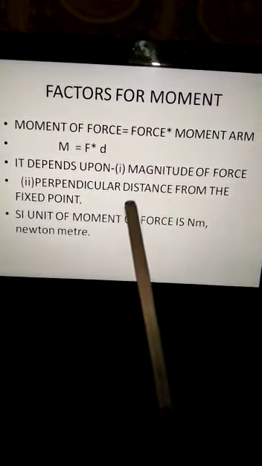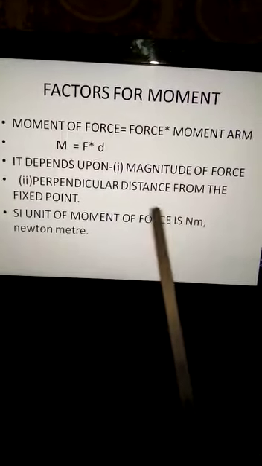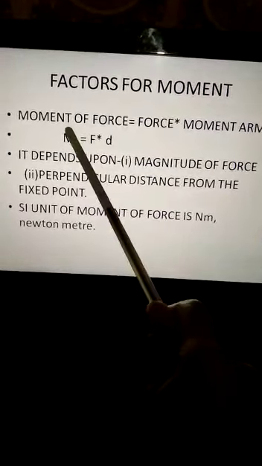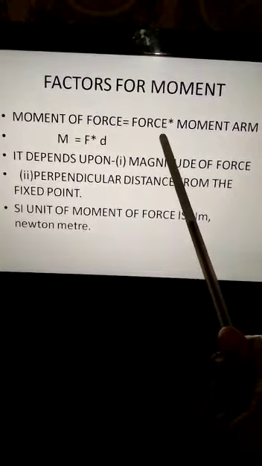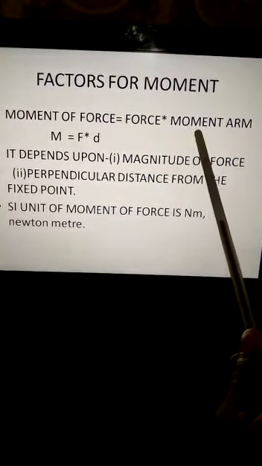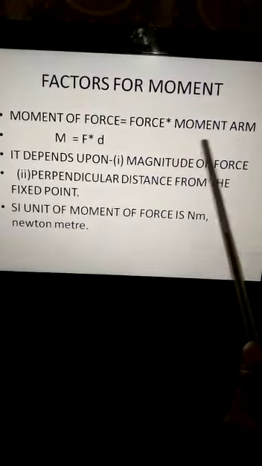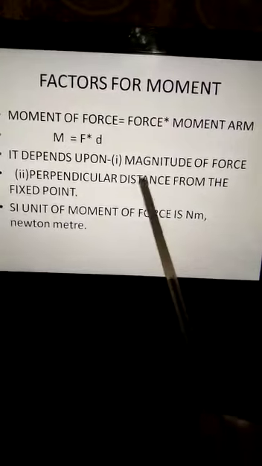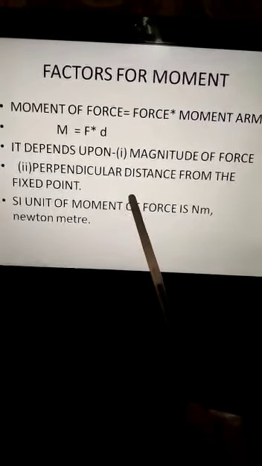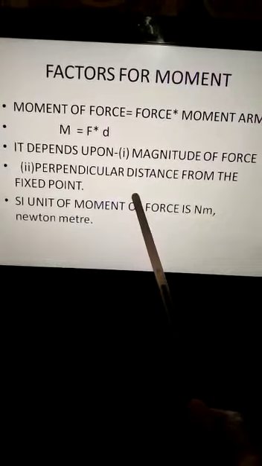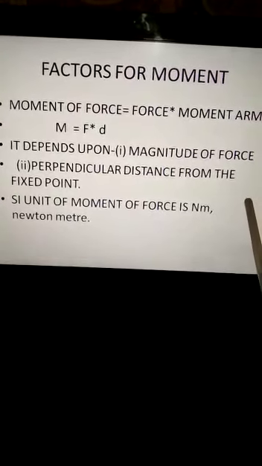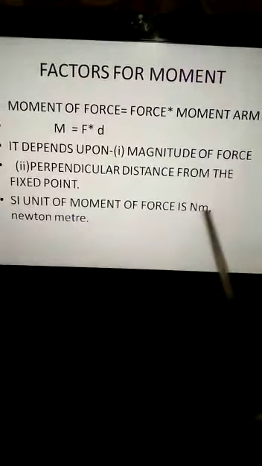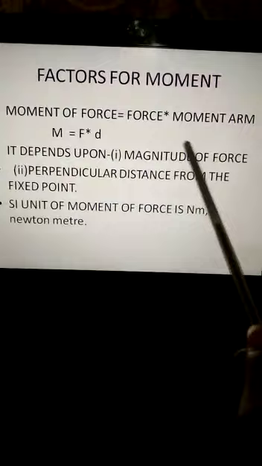Next are the factors on which moment of force depends. By its definition, we can write moment of force is equal to the force multiplied by the moment arm. What is that moment arm? The moment arm is the perpendicular distance from the fixed point. In the case of a door, it is fixed at the hinges, and the distance to the other end where the handle is, is the perpendicular distance or the moment arm.